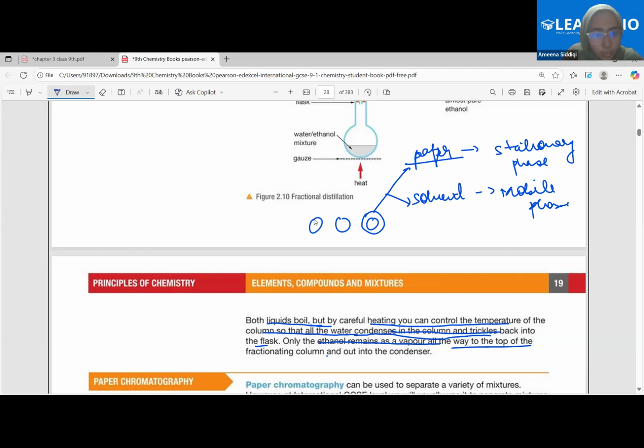If it has more solubility towards the solvent and it has less affinity towards the stationary phase, don't you think it will actually move upward? Yes. And if we talk about this particle or dye that has low solubility and high affinity for the paper, don't you think it will keep on sticking to the paper then and there? So it will not move a very far distance. Yes, miss.